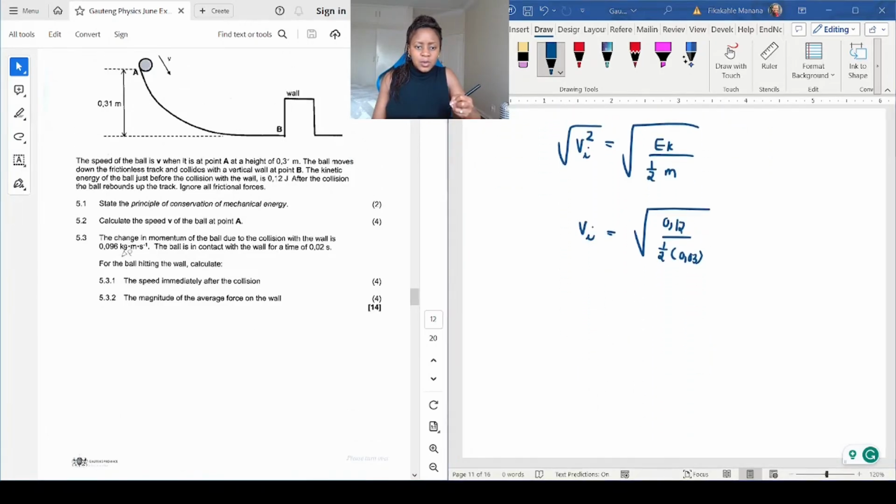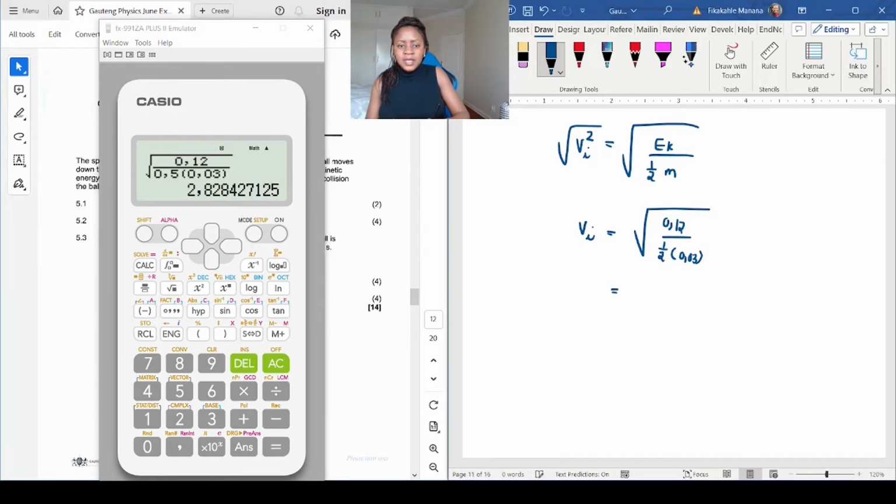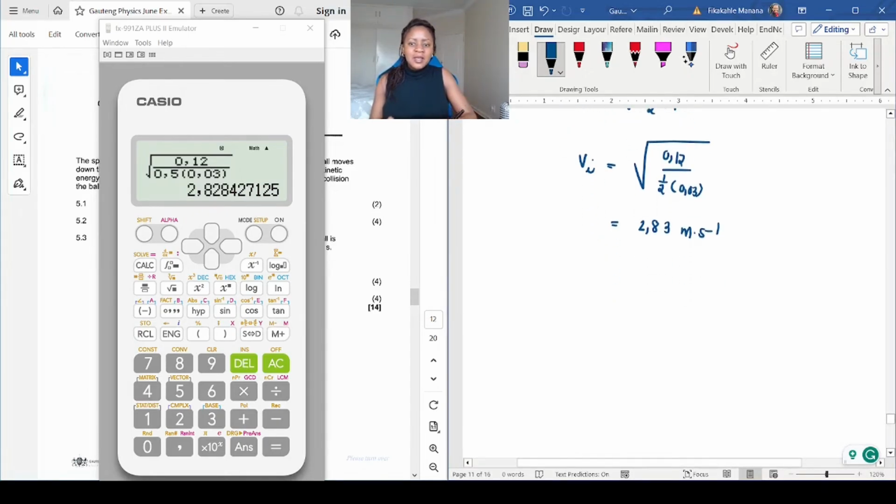Okay, so getting out our calculator, we have 0.12, a half, 0.03. We have 2 root 2. Please save that answer, do not get rid of it. So 2.83 meters per second. Okay, cool.